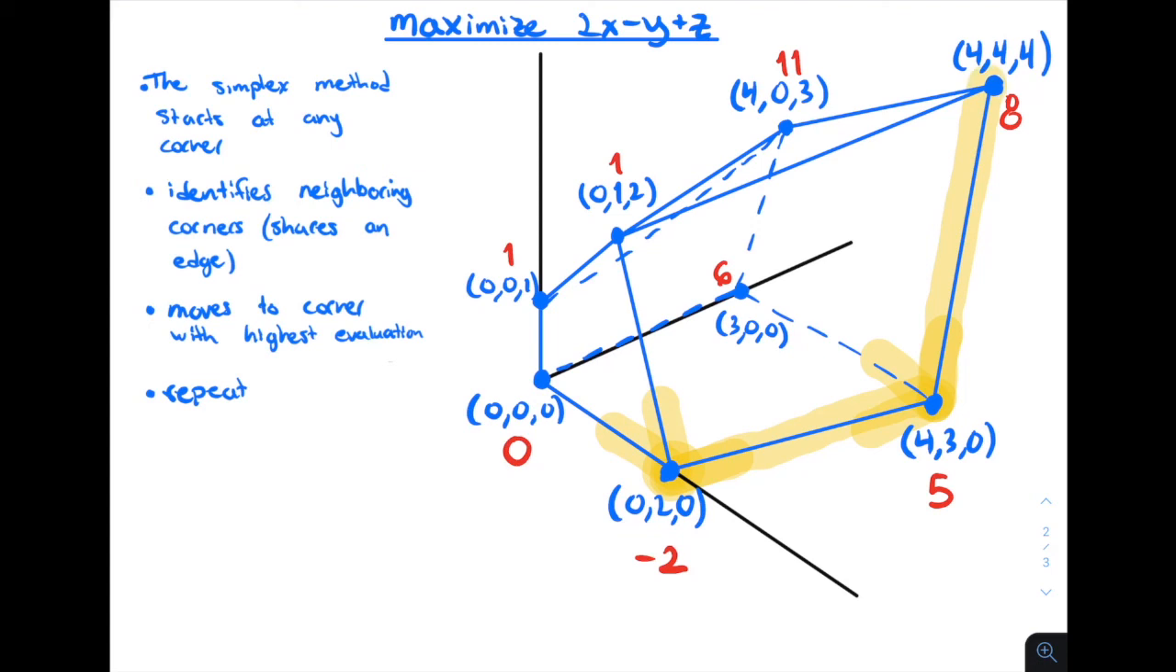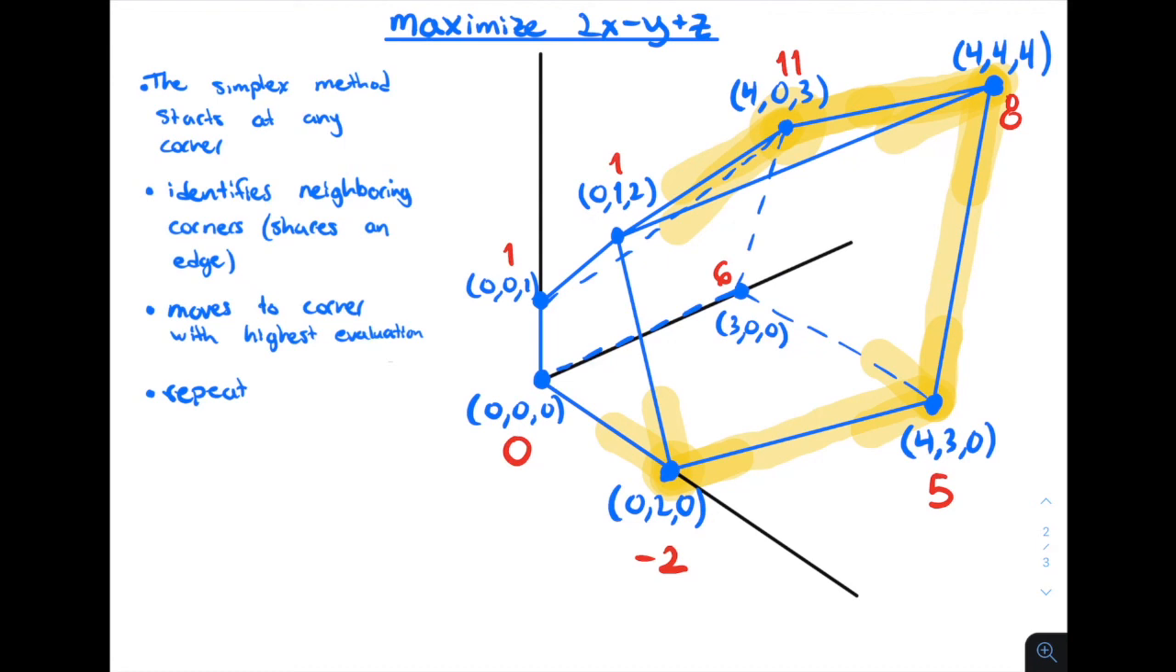Here, this corner 4, 4, 4 checks its neighboring corners and would move to the 4, 0, 3. Again, because the simplex method doesn't know that it's at the optimal solution yet, it runs one more check and sees that it's at the highest of all its neighbors, and it correctly concludes that it's at the optimal solution for the system.